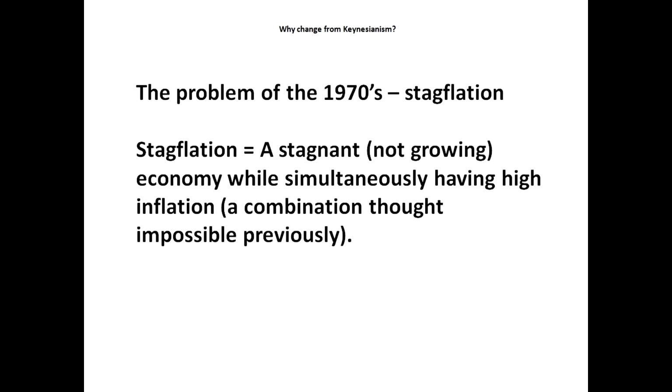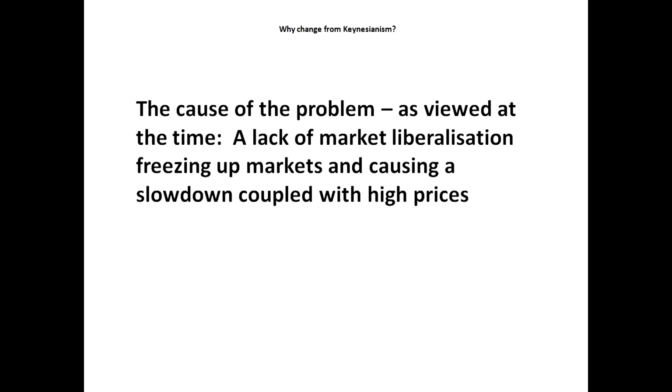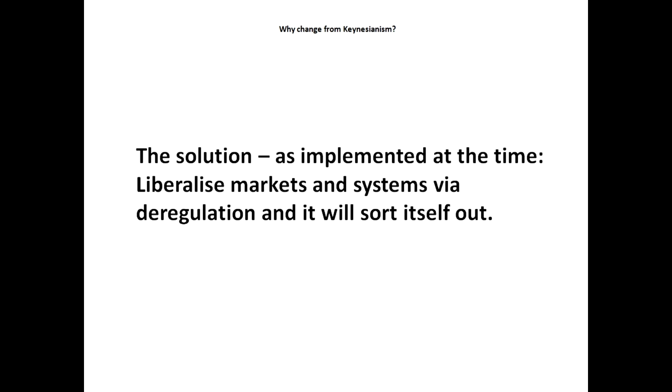So at the time, the cause was thought to be a lack of market liberalisation causing problems. You had unions demanding higher wages, and you had protectionism and tariffs, and that was allowing slack, uninnovative private sectors, and you had the public sector taking over large parts of things that had previously been done by the private sector. So the solution that was dreamed up at the time was to liberalise markets and systems via deregulation, etc., and it would all sort itself out.